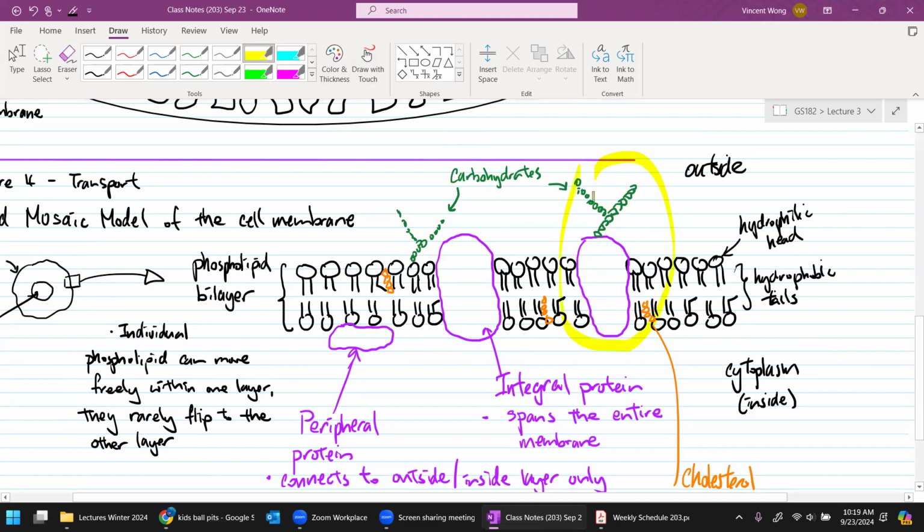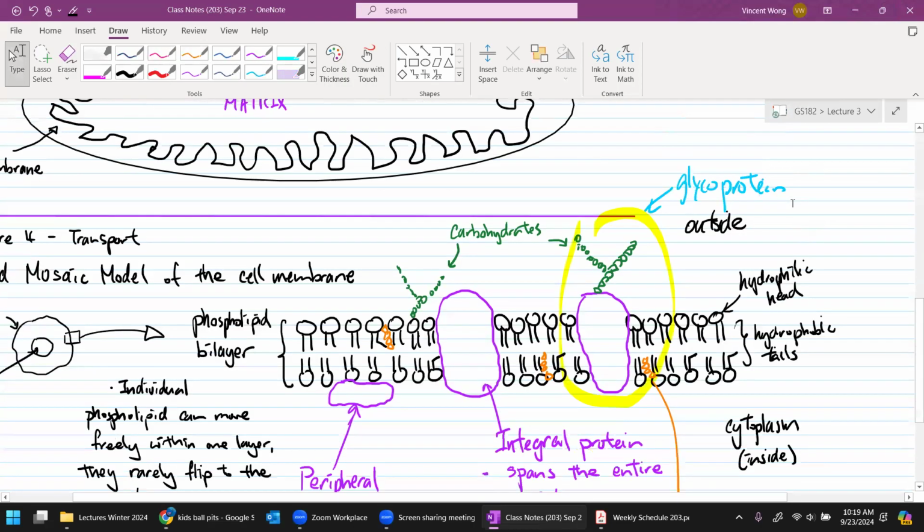So this whole thing that has a sugar stuck on the protein, it is called a glycoprotein. Glyco means sugar. And you can probably guess this guy here with the sugar stuck on the lipid, it is called a glycolipid.